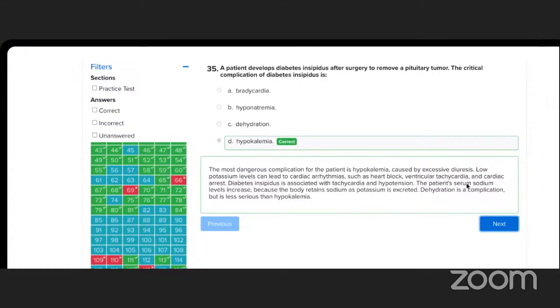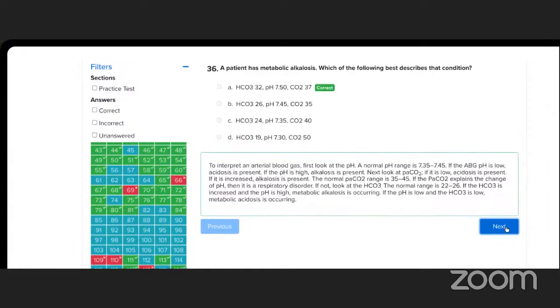The patient's serum sodium levels increase because the body retains sodium as potassium is excreted. So that's something to note. Dehydration is a complication, but it's less serious than hypokalemia. Low potassium is pretty serious and dangerous.